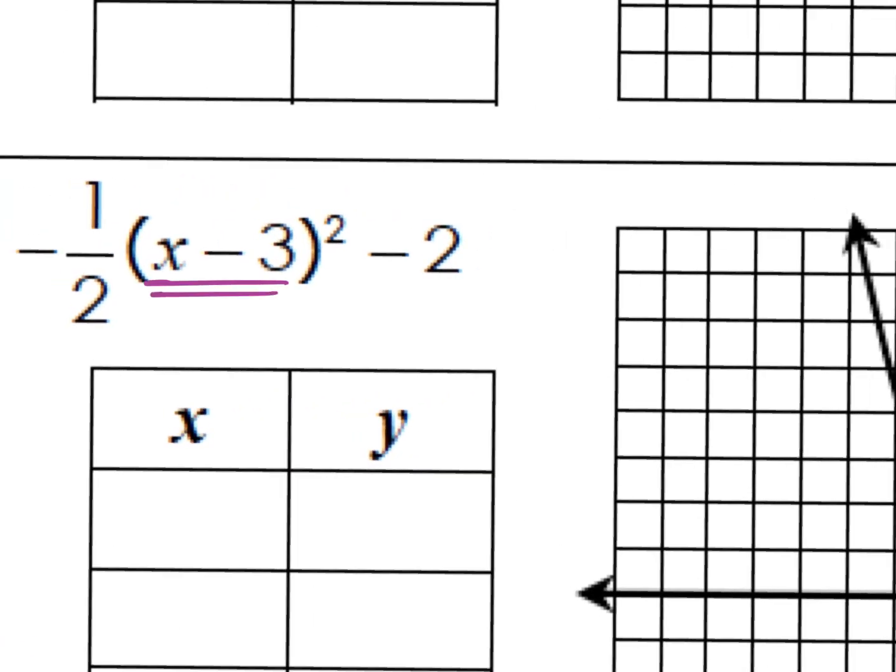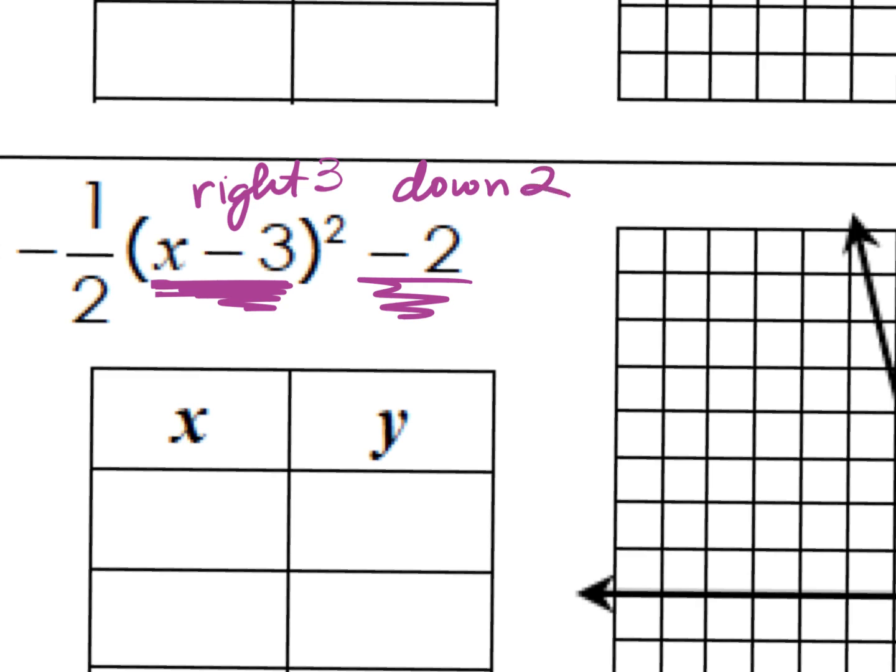Where's this going to move? Where is this one? What's a minus 3 going to move it to? You should pay attention. Where's a minus 3 going to move it? So we would think left. Opposite. This is going to be to the right 3. Where's this one going to move it? This would be down 2. Okay.